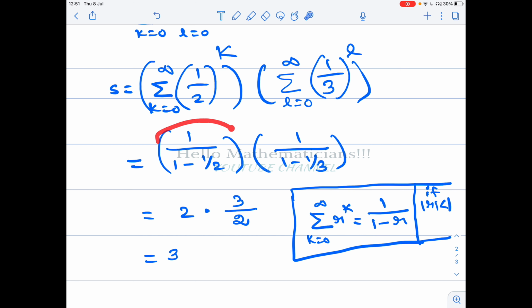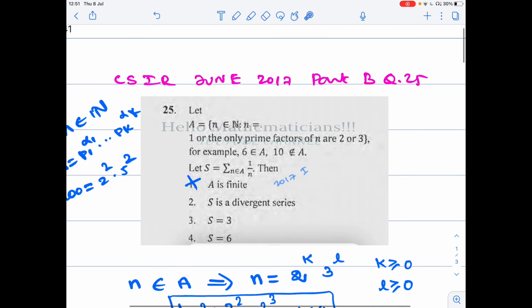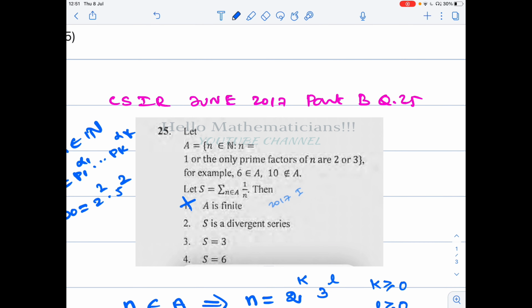Therefore, we can use this formula and get 1 by 1 minus r. 1 by 1 minus 1 by 2 is 2. 1 by 1 minus 1 by 3 is the reciprocal of 2 by 3, which is 3 by 2. So 2 cancels, and we get 3. Therefore, the sum value is actually equal to 3. So the sum value 6 is wrong, and the divergent series option is also wrong.